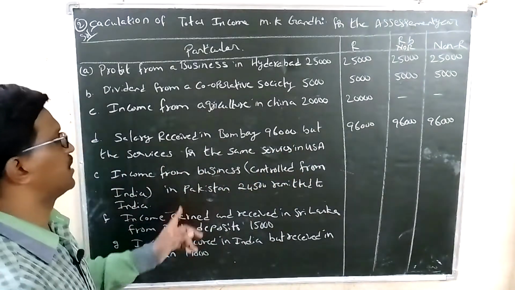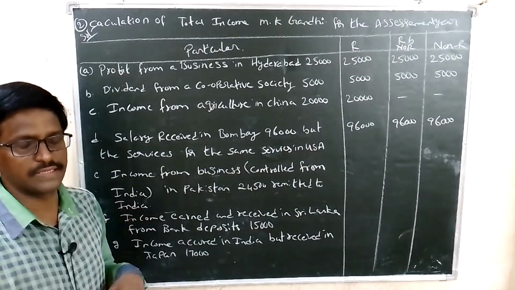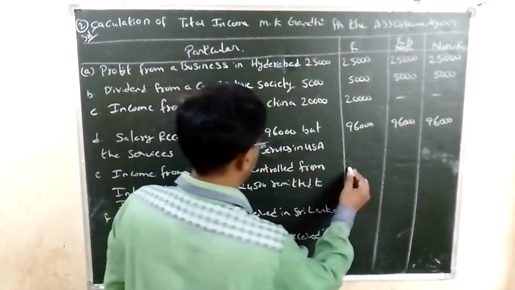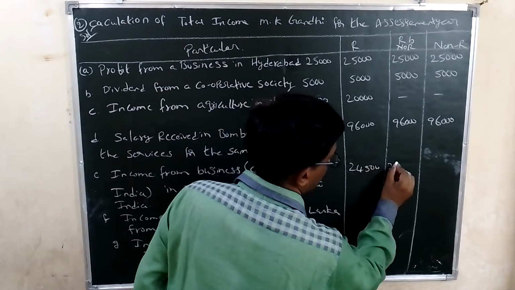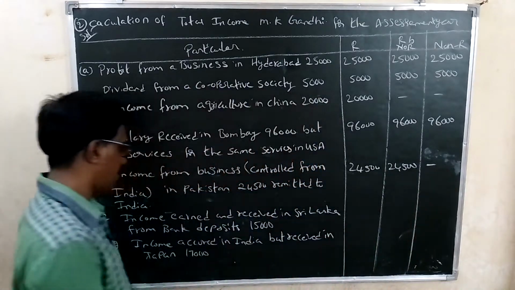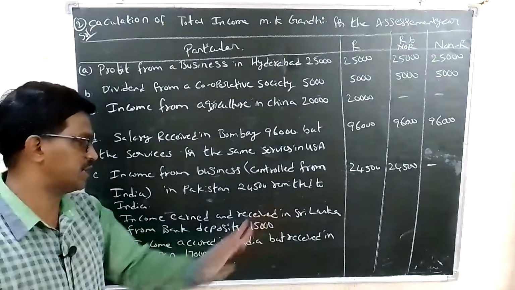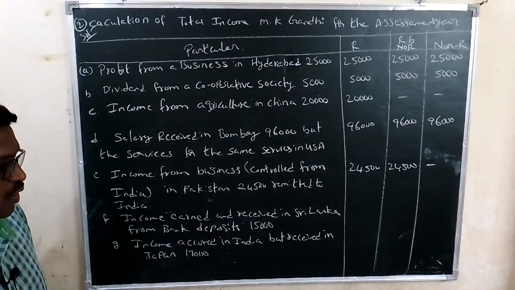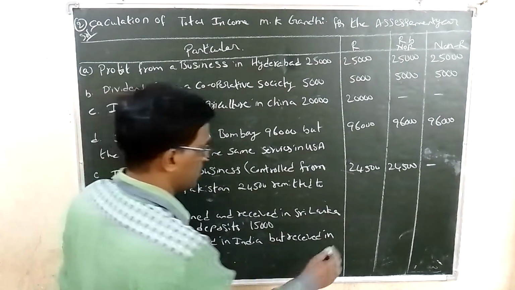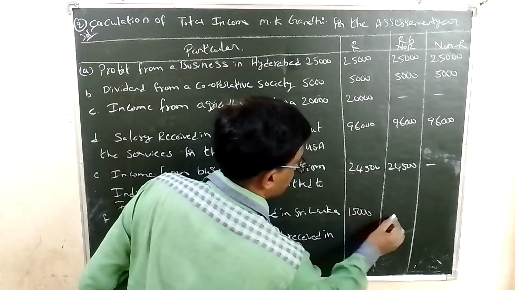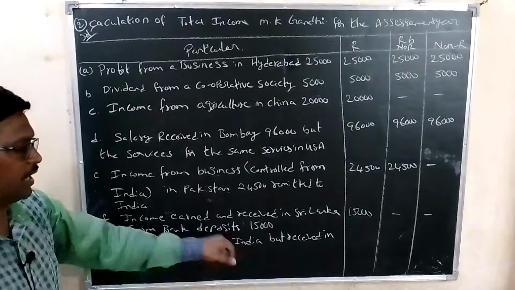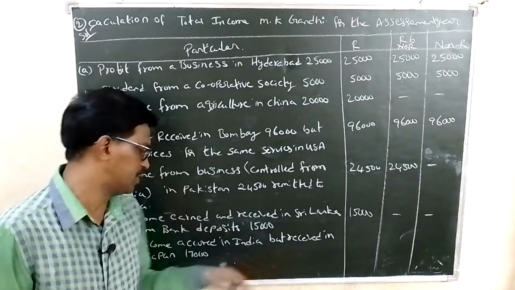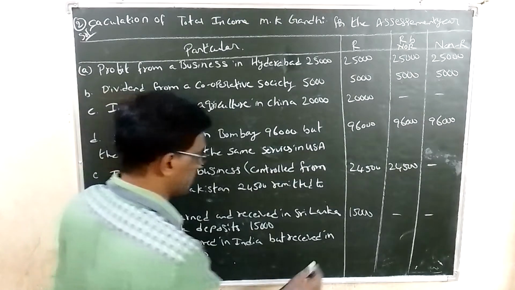Income from a business in Pakistan. Earned in Pakistan, received in Pakistan, but controlled from India, so taxable under two categories: 24,500, 24,500. Next, income earned and received in Sri Lanka from bank deposits, 15,000, taxable under resident. Next, income accrued in India but received in Japan, earned in India but received in Japan, taxable under three categories, 17,000.